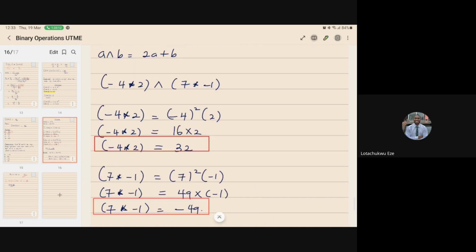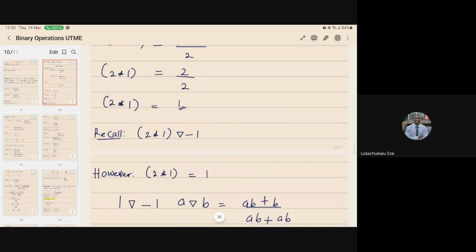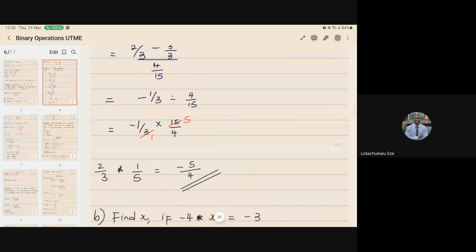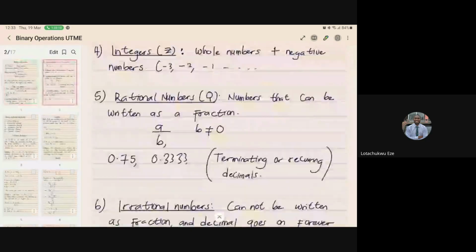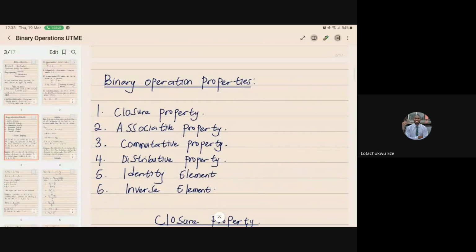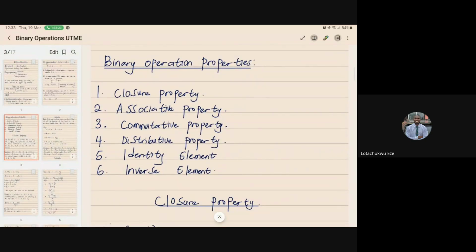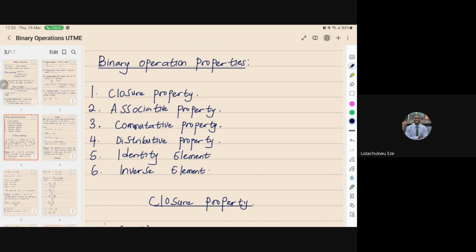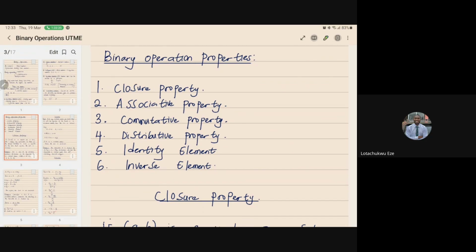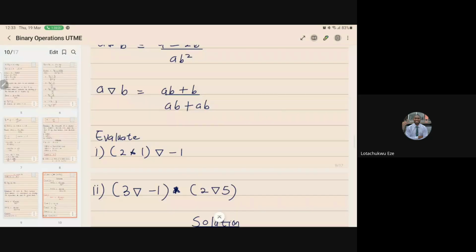I still have to explain other properties like associative property. I still have to talk about commutative property and distributive property. But I think these ones can be spoken about in 15 minutes. Then this one can be done in 15 minutes as well. Then you solve your past questions. All right, but let's finish up those ones that require intense calculation.